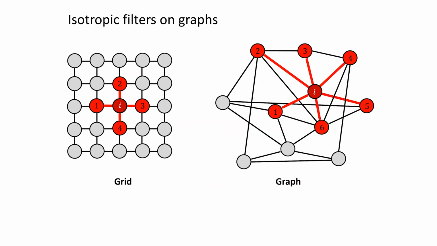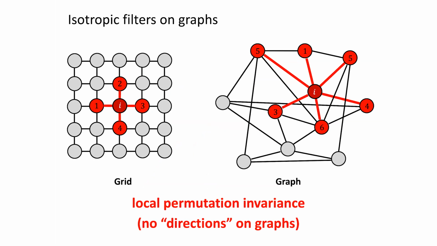Let's now talk about the isotropy of the filter. This comes from the fact that on grids, we can give names to our neighbors. We can order them in a canonical way. We can say that I have a neighbor on the left, a neighbor on the right. On graphs, we can permute and reorder the neighbors of a node in any way. There is no canonical way of doing it. So basically, any operation that we do on the graph must be locally permutation invariant. In a sense, there are no straightforward ways of defining directions on graphs.